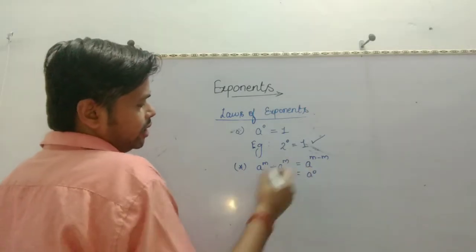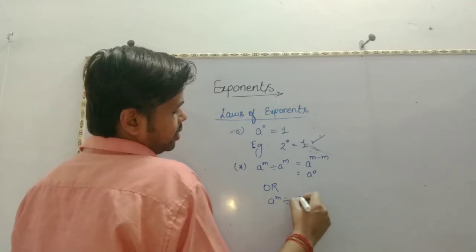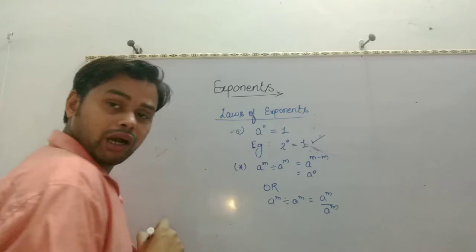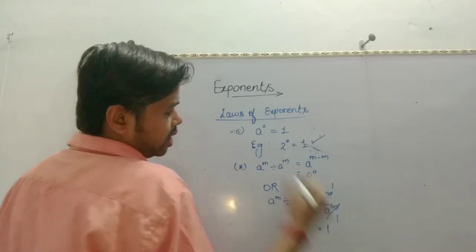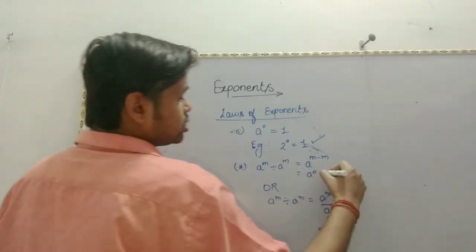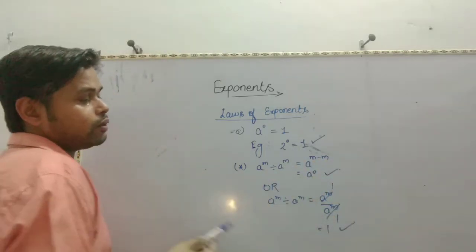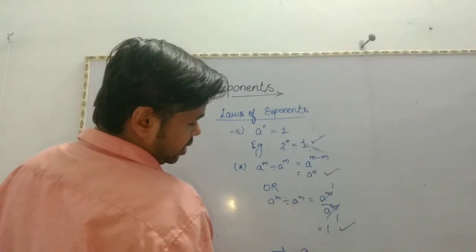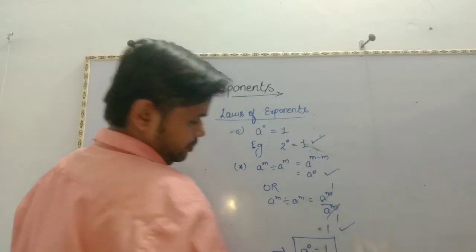Or we can deal with this question in another format. a to the power m divided by a to the power m gives you a to the power m upon a to the power m. Now these two will be cancelled out and the answer is 1. So in these two equations, we can easily see that the LHS of both the equations are same, so their RHS will be same. That is a to the power 0 is equal to 1.